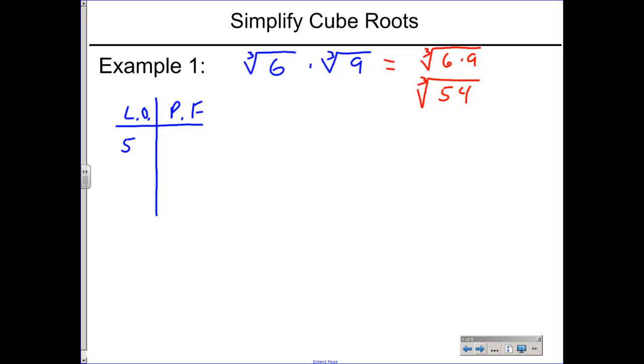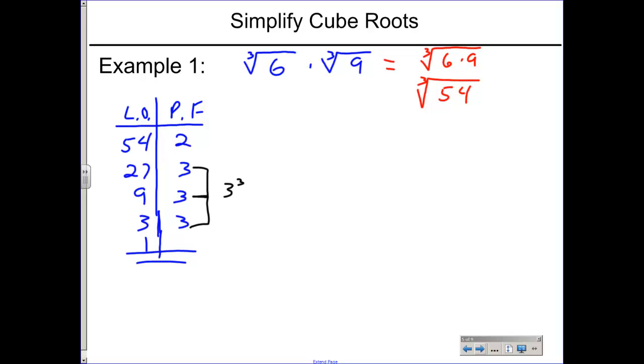We take our 54 and go, okay, well I can divide that by 2. I'll put a 2 there. So 54 divided by 2 is going to give me a 27. Well, I can divide that by 3, and that's going to give me a 9. I can divide that by 3, that's going to give me a 3. I can divide that by 3, and that's going to give me a 1, and then I'm done. So when we look for perfect cubes, we are looking for groups of 3. So this right here can be rewritten as 3 to the third power, and this of course is just 2 to the first.